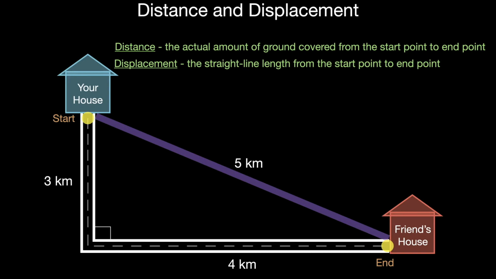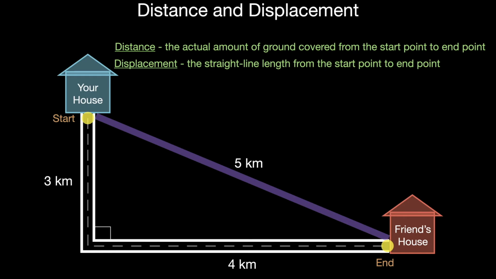In other words, you can pretend that you traveled to your friend's house and stayed there forever and never left. Right? That was the end of the problem. And you can see that the yellow ball covered an actual distance of 7 kilometers, and the straight line length between the start point in yellow and the end point in yellow is 5 kilometers.